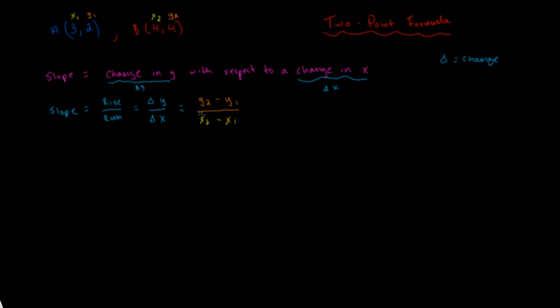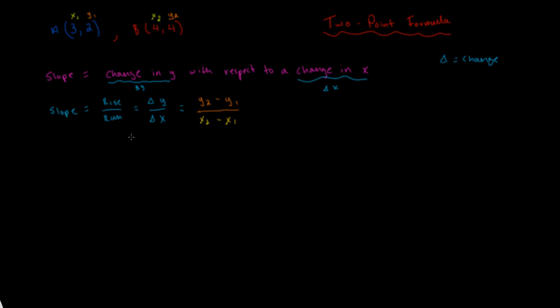So we've got a change in y over a change in x, and y2 minus y1 over x2 minus x1 is equal to that. So you're essentially taking the distance traveled from y1 to y2 and x1 to x2. All right, so we can plug this in. Let's take this and plug it in.